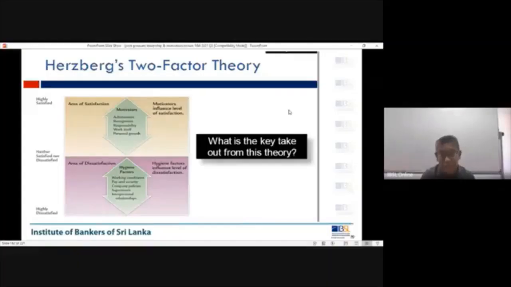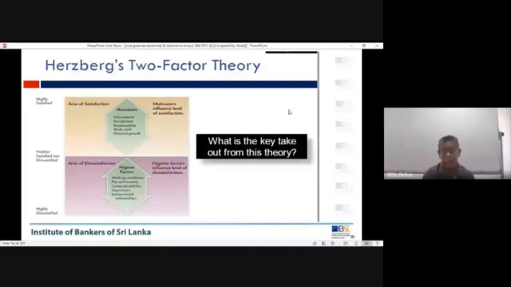We cannot leave those factors out. Those factors need to be considered. So that is the Herzberg two-factor theory. I hope you understood that theory.